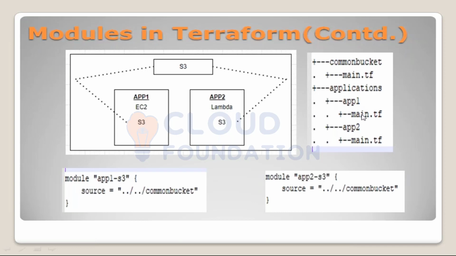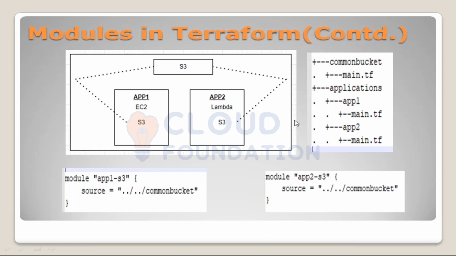So you see here main.tf. Here I would be writing module app1-s3. This is a name, whatever I give to my module. Then the source: dot dot takes me to app1, one level up, and again a dot dot takes me one more level up. In parallel to that I have my common bucket, so slash common bucket. Automatically it will take the main.tf inside the common bucket as its source. I just have to give the relative path, or you can give the fully qualified path starting from your root folder till your common bucket.